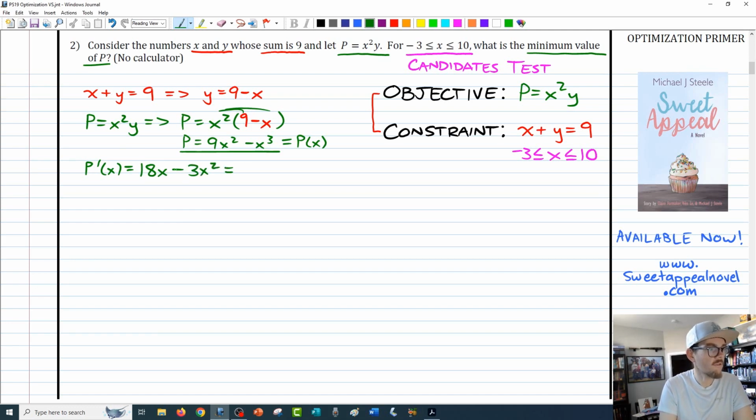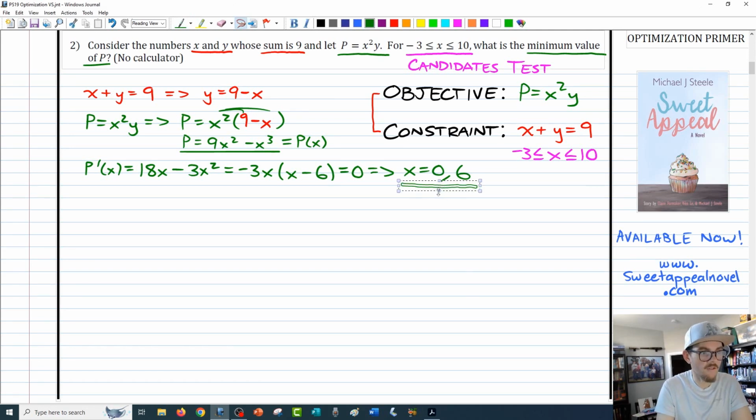If I factor out some GCF stuff, I'm going to pull out negative 3x. That's going to leave me with x minus 6. I'm going to do a quick little distribute in my head to make sure I did that right. Minus 3x squared minus a negative 18x. Good stuff. And when we set this equal to 0, that's going to give us two separate critical numbers. It's going to give us x equals 0 and x equals 6. Now those aren't the only candidates, but those are both candidates. The absolute minimum on this interval could occur at either one of those values.